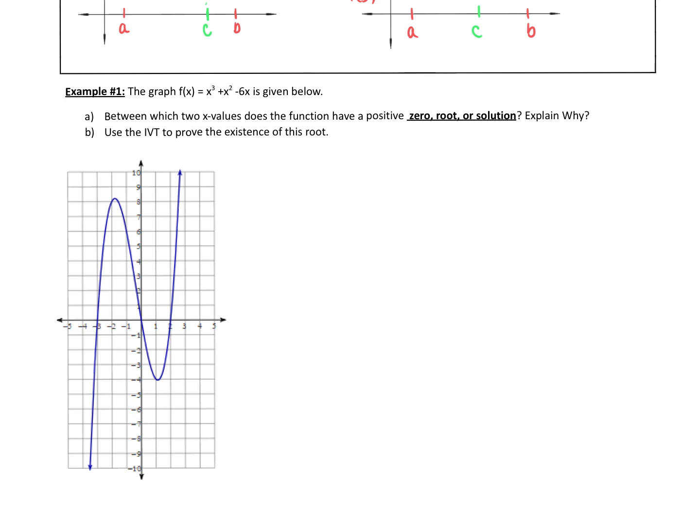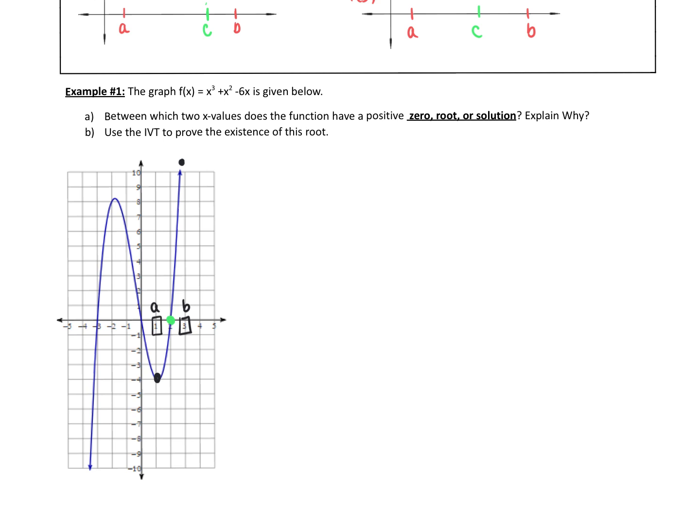So that's a negative zero. That's 0. And this is 2. So between which two x values does this 2, or my positive root, exist? Well, it looks like it happens between 1 and between 3, right? Here's 1, and 3 would be somewhere up here. So we need to prove that using the IVT. So we've got our a and b values, right? Here's my a, and here's my b.